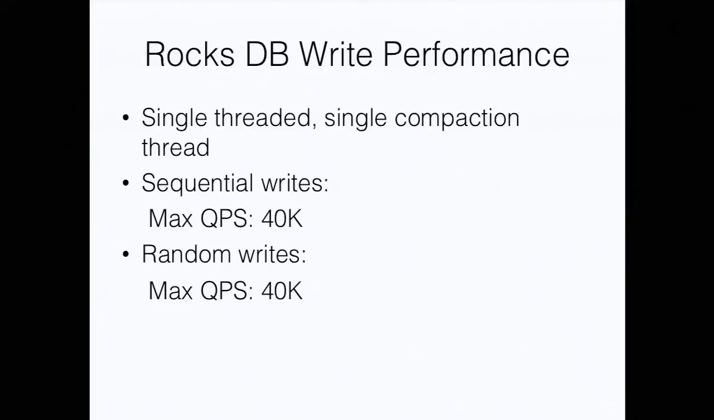One thing to point out is that every task in Samza is single-threaded. So we have only one thread and one compaction thread. All these numbers that you're seeing should be associated with that when you look at this. The average row size when we performed these experiments was about 1 kilobyte. We got about 40,000 QPS for sequential writes and random writes.